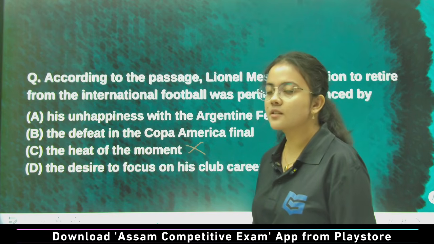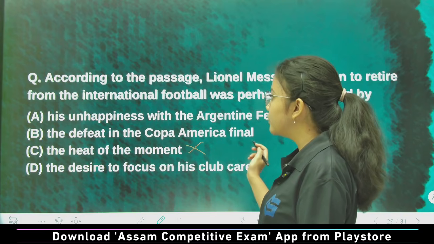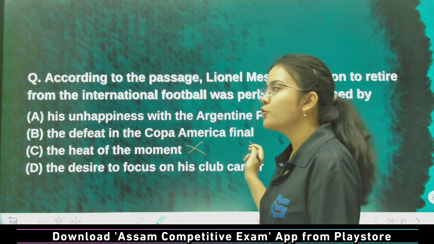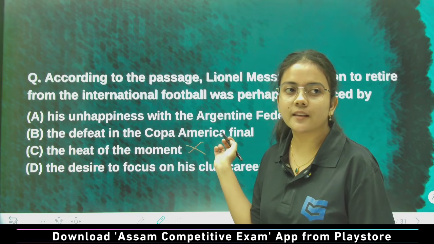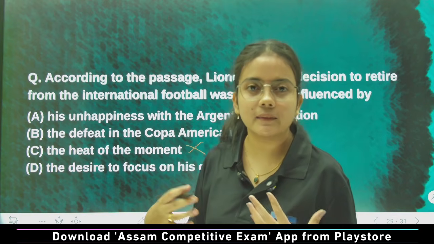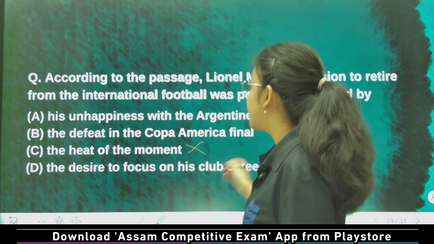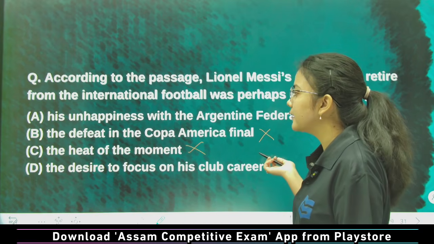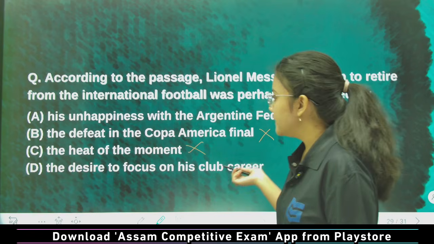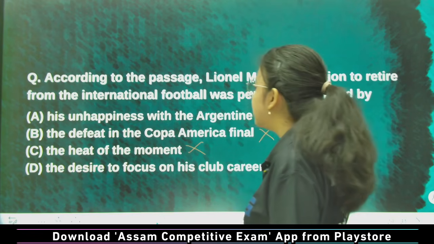Since he is a sportsman, maybe he lost a game, so that's why he decided to retire. This will also be wrong, because there is always losing and winning in a game, right? So I don't think this is correct. The defeat in the Copa America final would be wrong. D, the desire to focus on his club career.